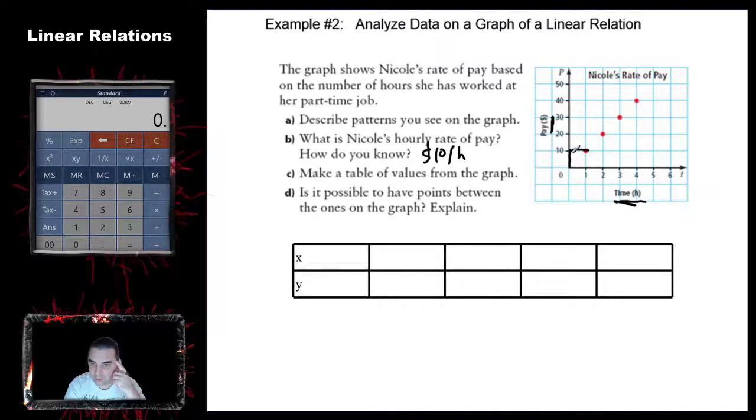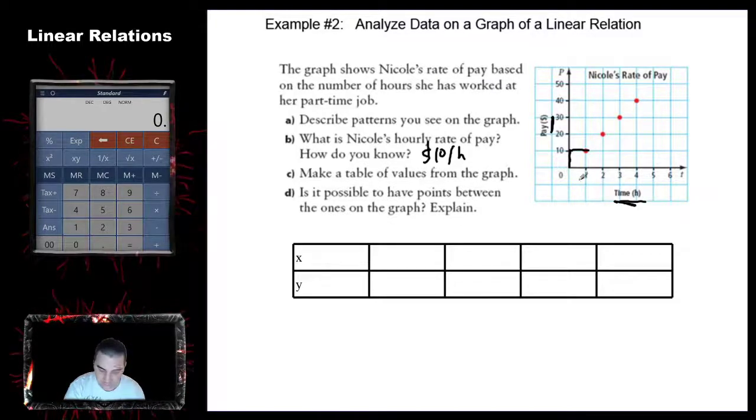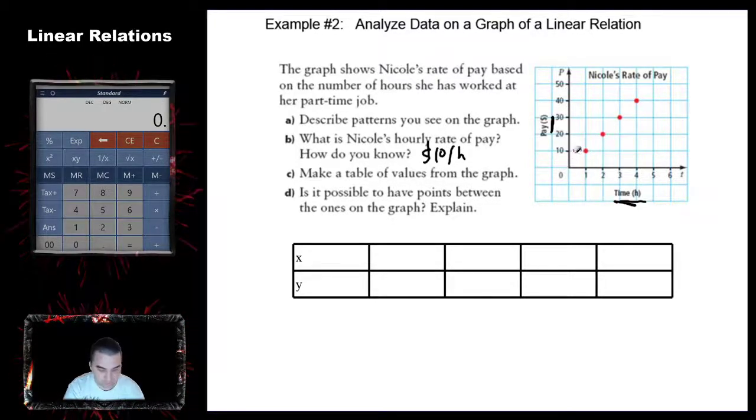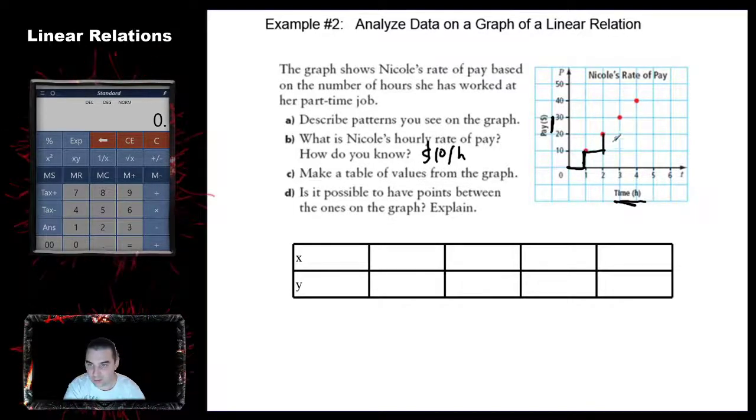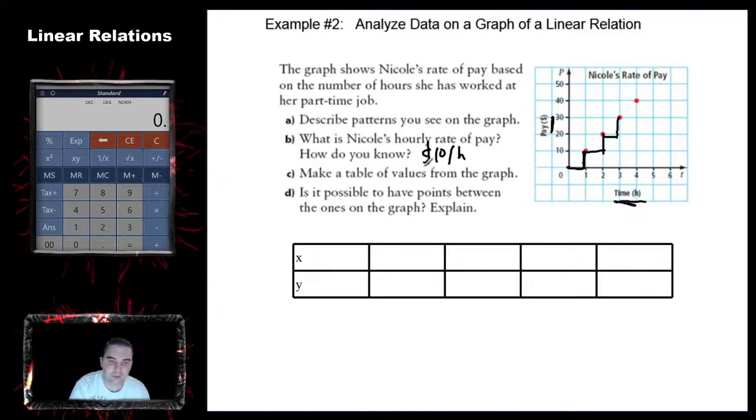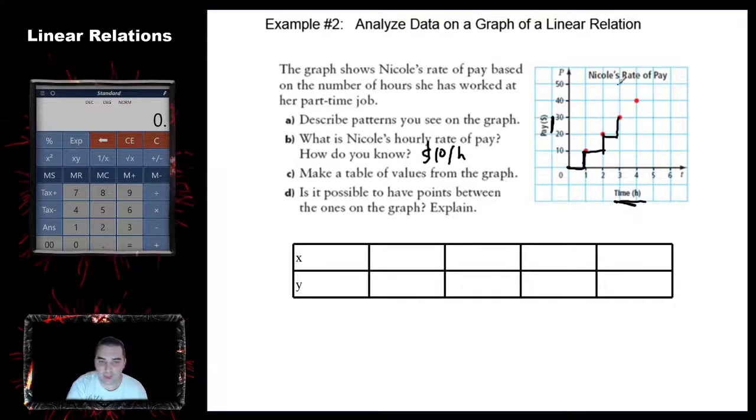For one, I should draw it the other way actually. For one increase of hour, her pay goes up by 10. 1, 10, 1, 10. Okay, so that's $10 per 1 hour.